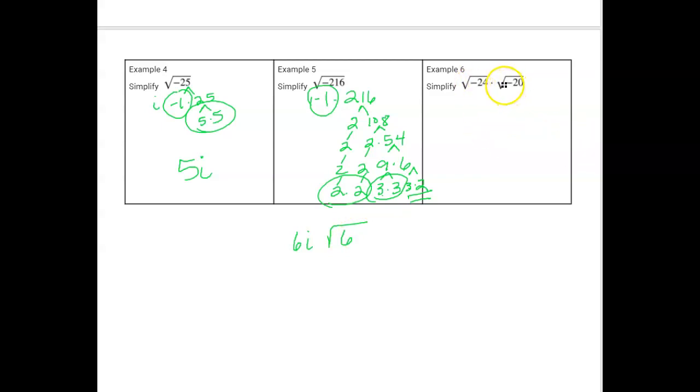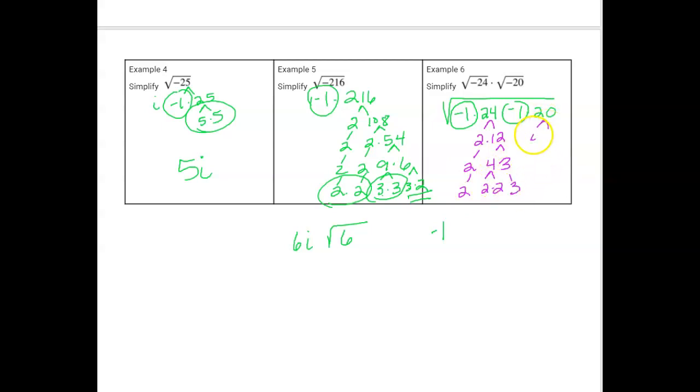All right, the last one. You don't want to multiply negative times negative, but I can think of this as all one big root, otherwise you won't get the right answer. Now, right now, if you recognize that we have a double, we can take that out. Break down 24. Break down 20. Remember, you can look for doubles anywhere.